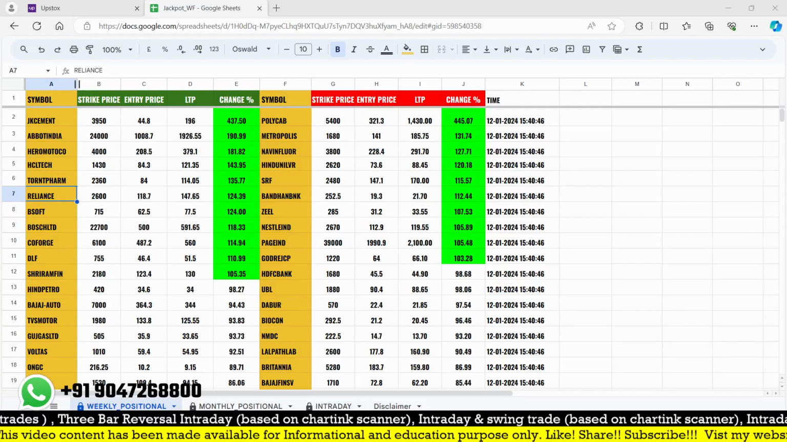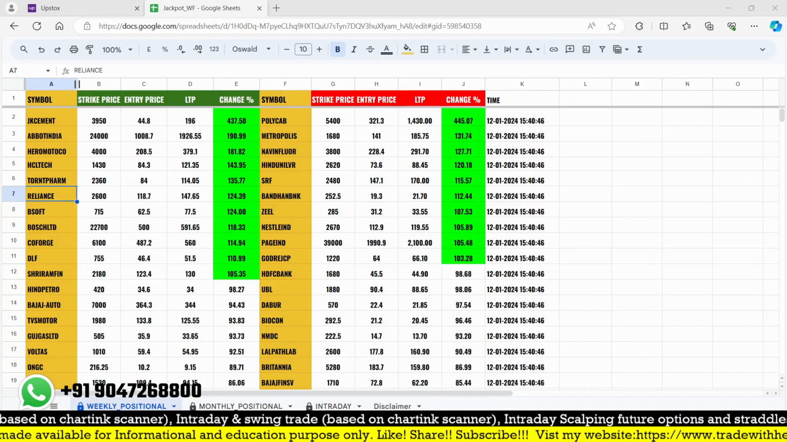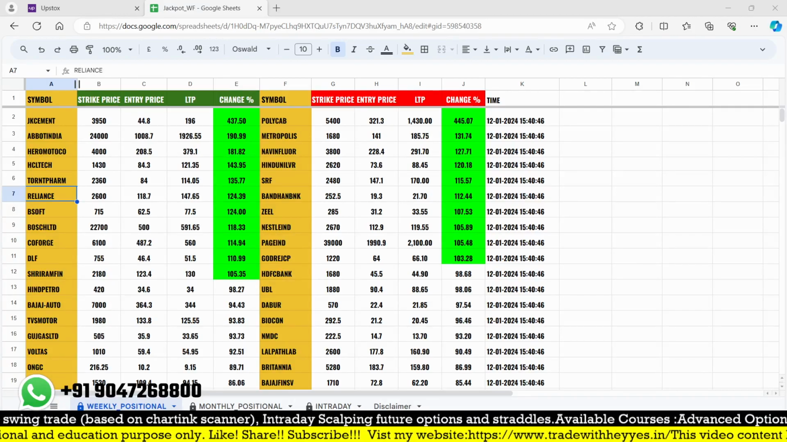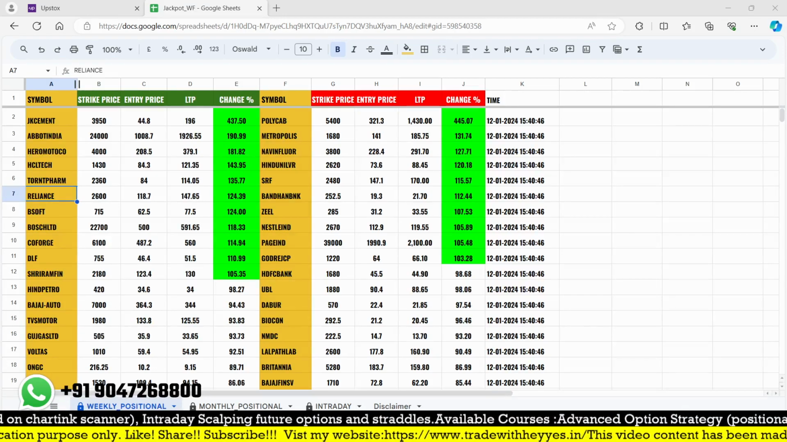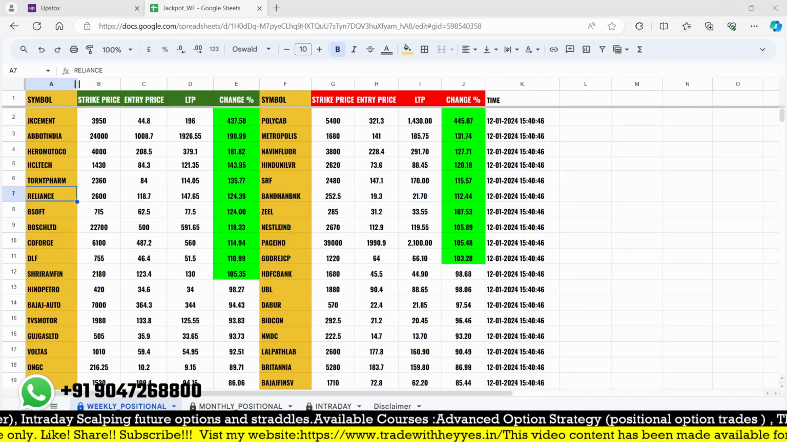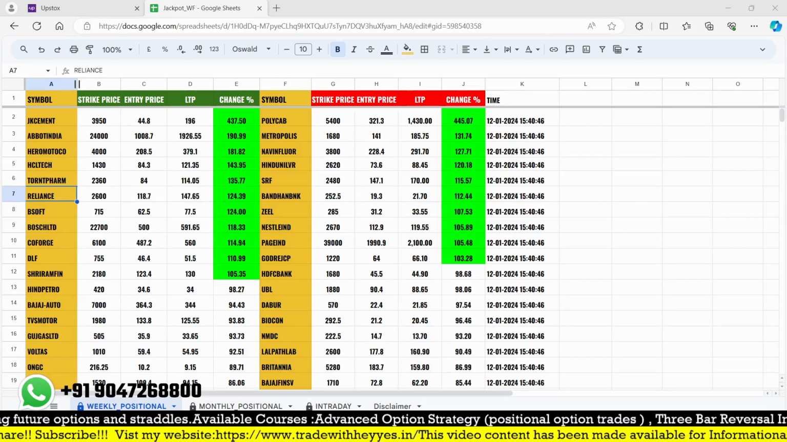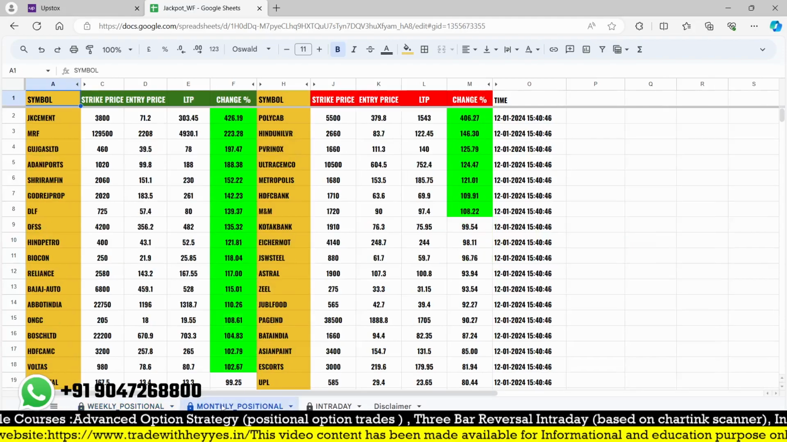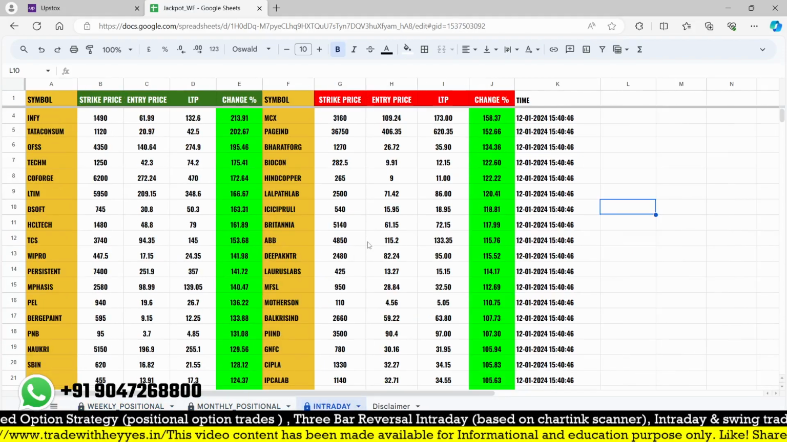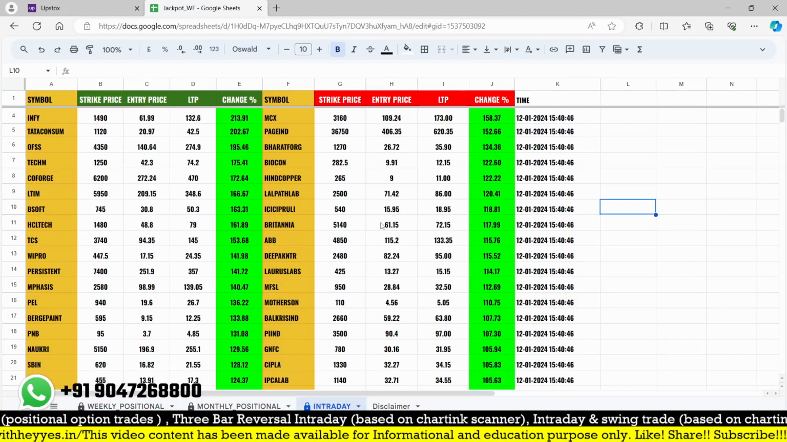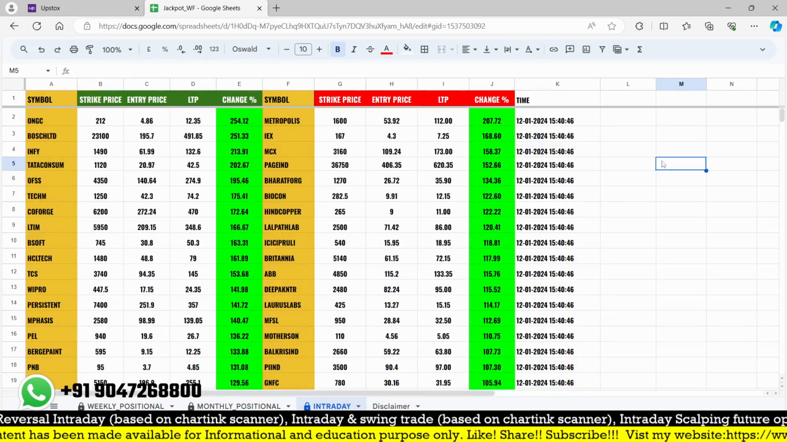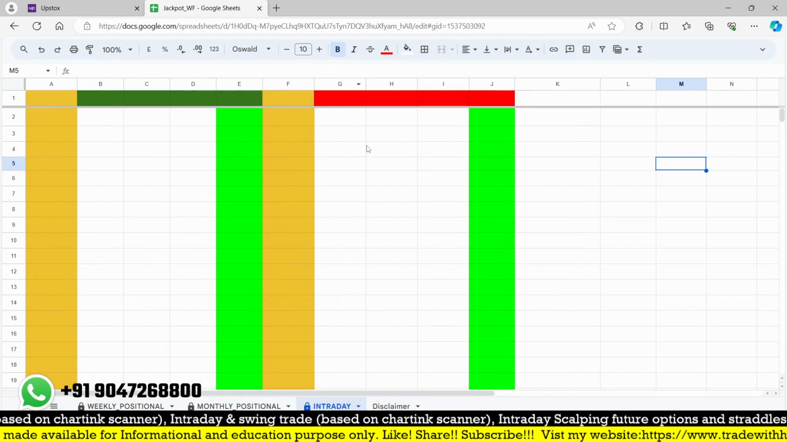The intraday sheet is also going to be updated, and once it is updated, it is only valid for intraday purposes. The intraday sheet is updated every day before market open, the weekly sheet once a week, and the monthly sheet once a month. Based on the concept, we update the strike price and entry price, and based on that the scanner will work, and you can easily find opportunities from the scanner for both intraday and positional.